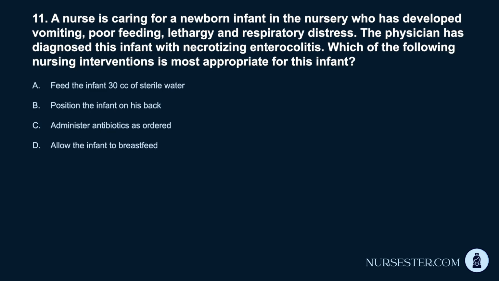11. A nurse is caring for a newborn infant in the nursery who has developed vomiting, poor feeding, lethargy, and respiratory distress. The physician has diagnosed this infant with necrotizing enterocolitis. Which of the following nursing interventions is most appropriate for this infant? A. Feed the infant 30 cubic centimeters of sterile water. B. Position the infant on his back. C. Administer antibiotics as ordered. D. Allow the infant to breastfeed. Correct answer: C. Administer antibiotics as ordered.